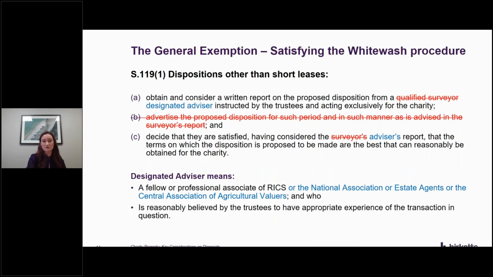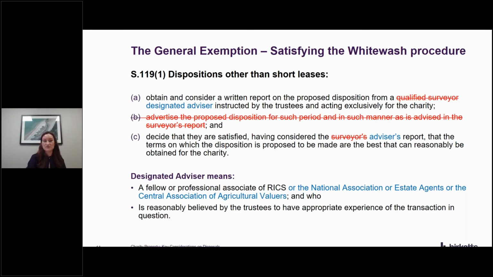So just moving on to the last key point that we talked about, which is the whitewash procedure and the obligation to obtain a qualifying surveyor's report. I've put on the screen the text of the original wording and then as amended by the changes that are being brought in by the 2022 Act, which comes into force in spring 2023. So we can't yet use this, but this is one of the most talked about changes in the legislation, which, as you can see, changes the requirement for qualified surveyor and uses instead the description of designated advisor. I'll come on to what that means in a second.